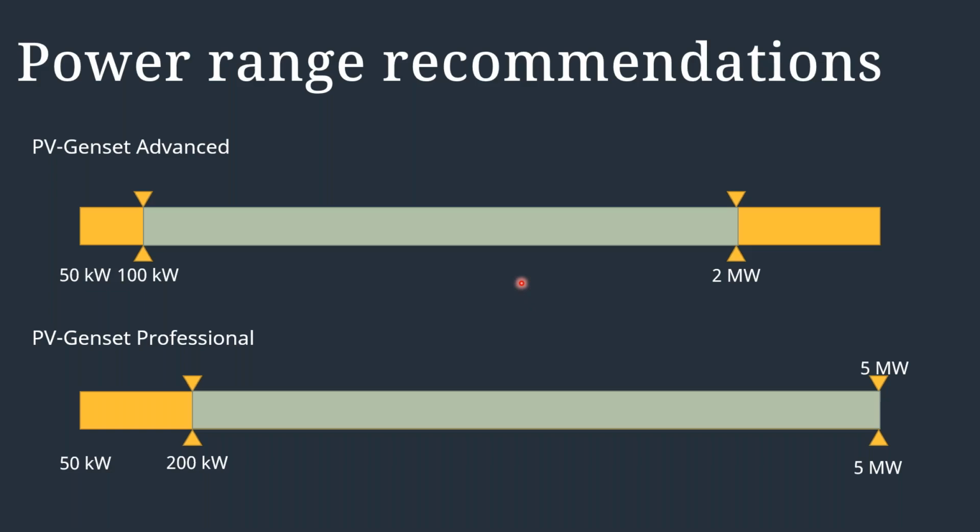So next is the power range recommendations. Again, this is for PV System Advanced. For anything from 100 kilowatt up to 2 megawatt, we normally recommend using the PV System Advanced procedure. If we are exceeding 200 kilowatt, up to 5 megawatt and above, then we recommend using the PV Genset Professional. It refers to additional sources of generation in the plant, for example if we have batteries or a hybrid inverter that we need to subsidize with additional PV, this is where the PV Genset Professional would come into play.